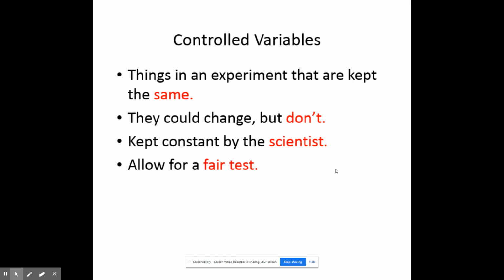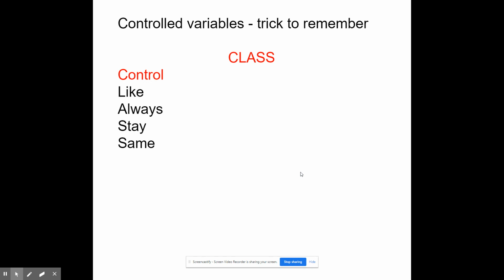So you can go ahead and write these notes in your notebook. You're going to need some definitions. You do not have to copy all the words on the screen. You probably just want to say controlled are things we keep the same. Notice the words in red. They're the same. They don't change. The scientist controls them. You get a fair outcome. And remember, you can pause the video at any time to write things down. The way we remember that is class. Controls always stay the same.